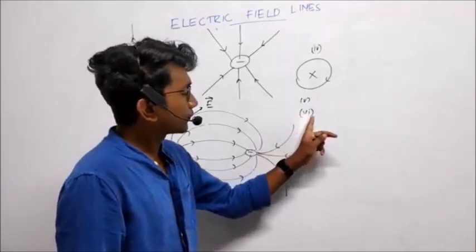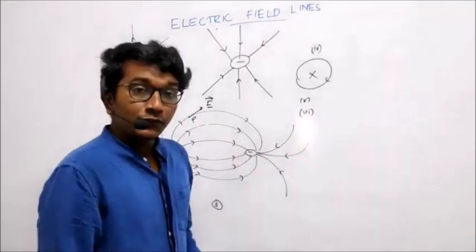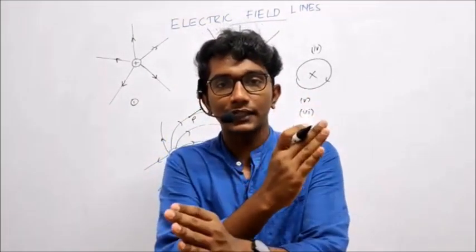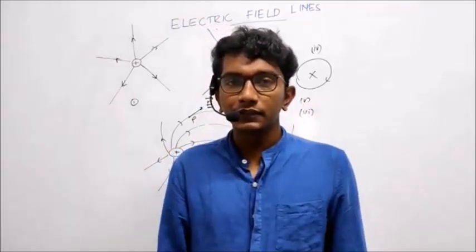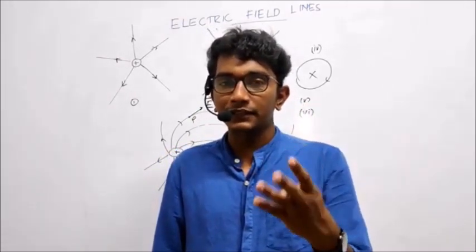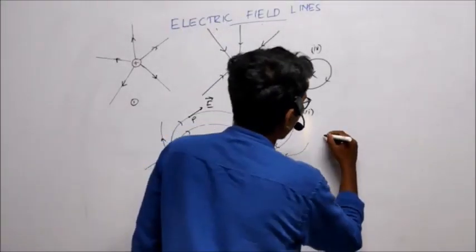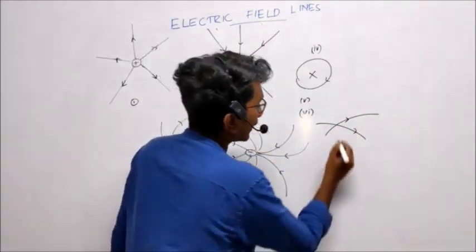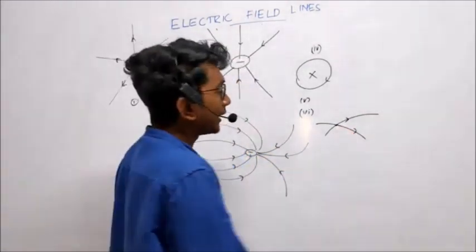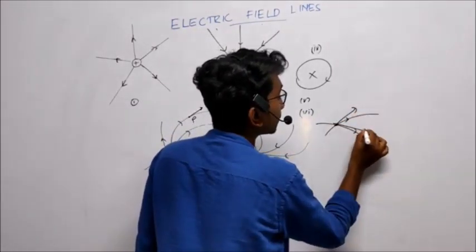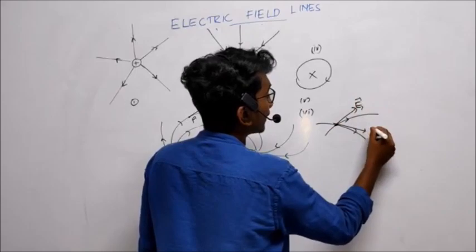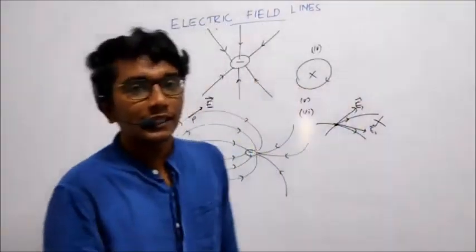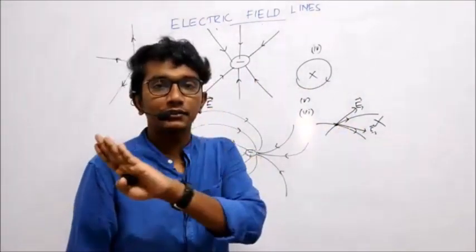So the sixth one: two electric field lines never intersect. Why? You think about it. We have learned this kind of thing in many places, even in mathematics. Suppose there are two electric field lines intersecting at a point. Then it has two directions at this point, here one direction, here another direction. So this is not possible. Electric field lines never intersect. Two directions at a single point is not possible.